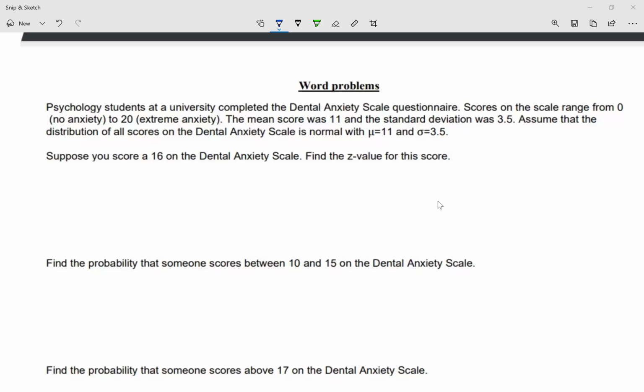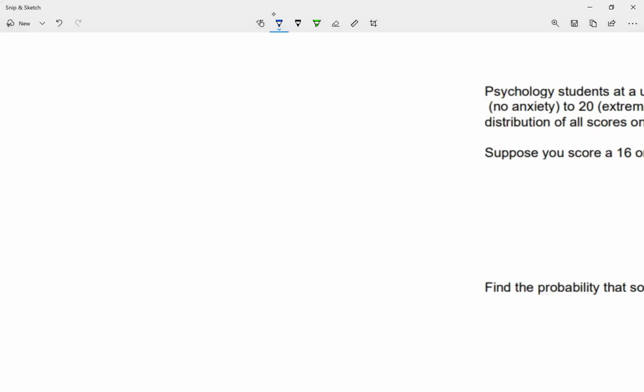Okay, so this unit we've been talking about the normal distribution. Today we're going to be looking at normal distribution, but the questions are going to be in words. But let me do a quick reminder of last week, okay? So last week we remembered our normal distribution. We remember the empirical rule, which you guys have seen before.